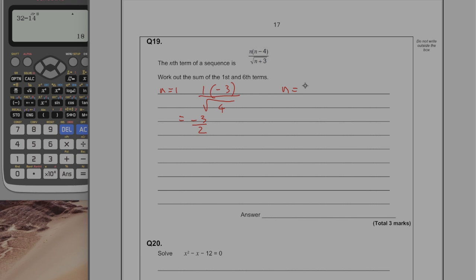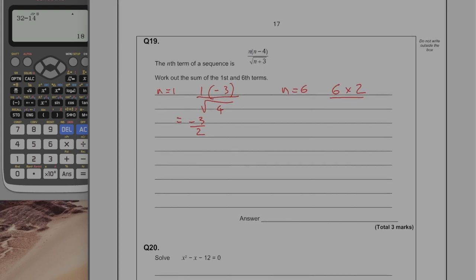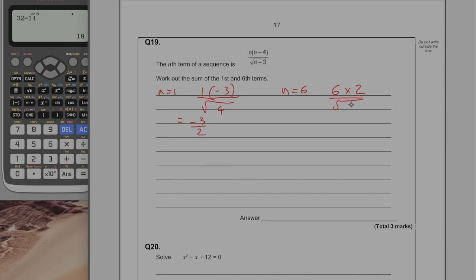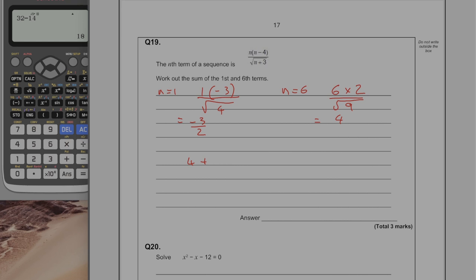Now, when n is equal to 6, I'm going to follow the same process. So that's going to be 6 times by 6 minus 4 is 2. And we're going to divide that by the square root of 6 plus 3 is 9, so 3. So that's going to give us 12 divided by 3. That's going to give us 4. So we want to do 4 minus 1.5. That's going to give us 2.5. 4 minus 3 over 2 is going to give us 2.5.